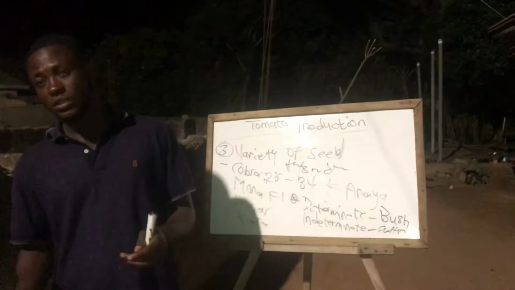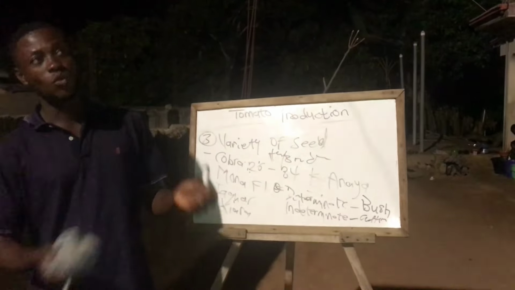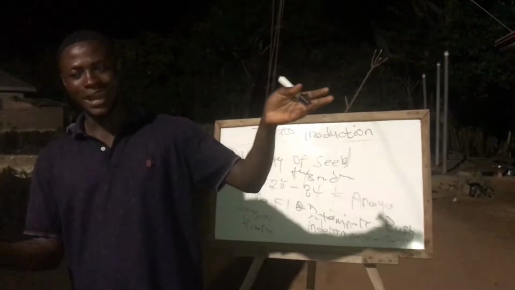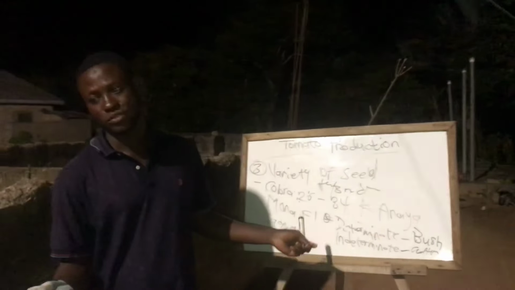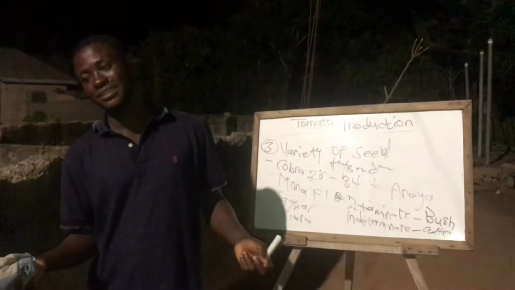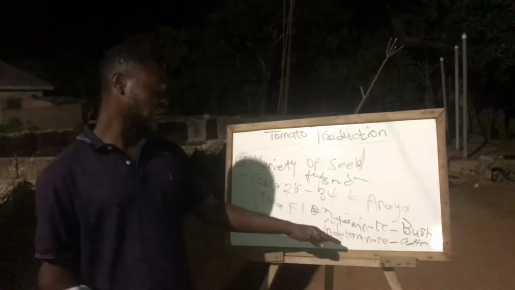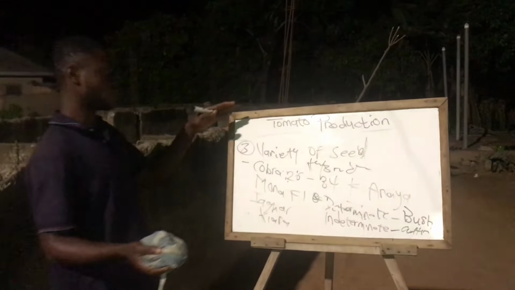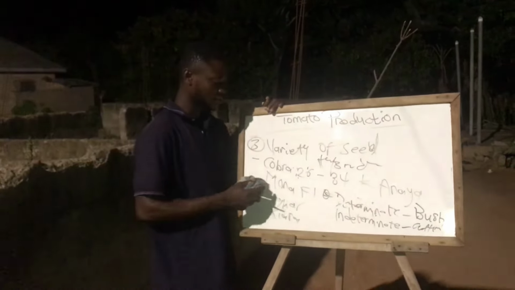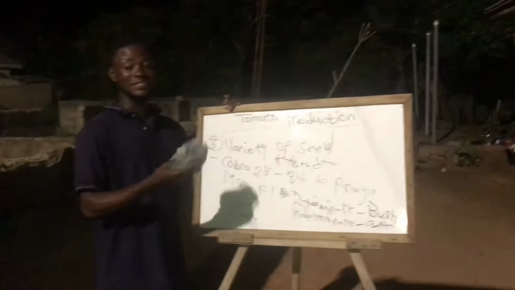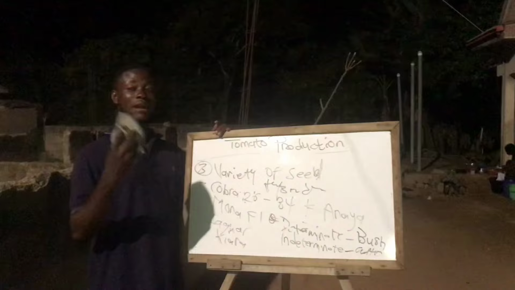Even the local varieties that we have been cultivating for so many years are the cherry tomatoes, the small ones, the Fadia Beji. Do you understand? Yes. But these types are hybrid and they are foreign varieties. And once we cultivate them, and it's okay for us, we give it a name that we think we can call it.